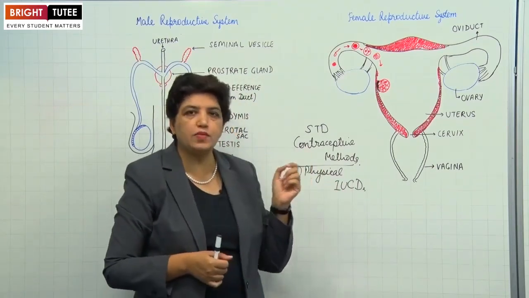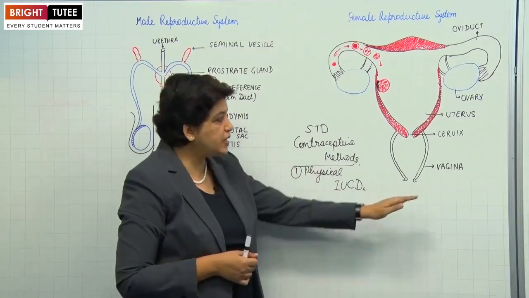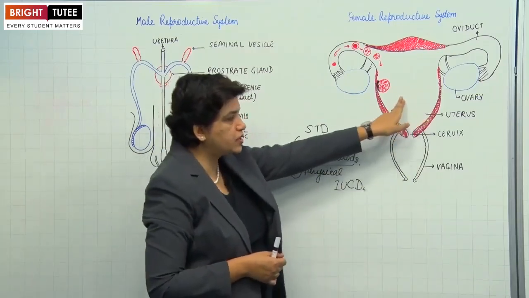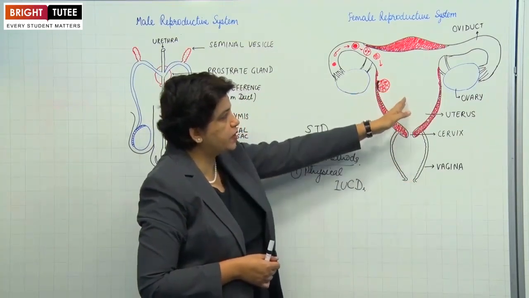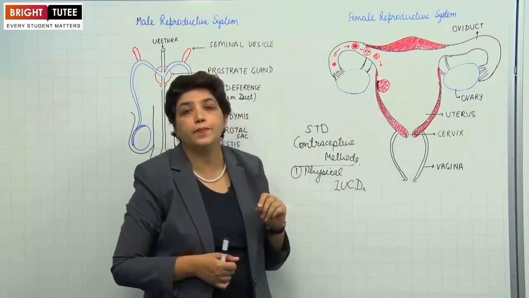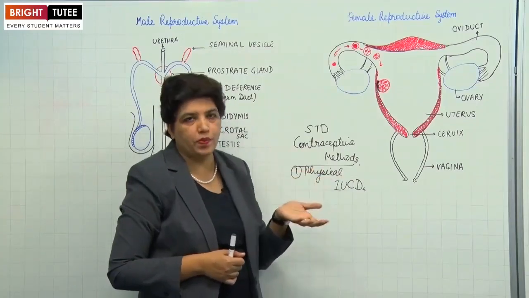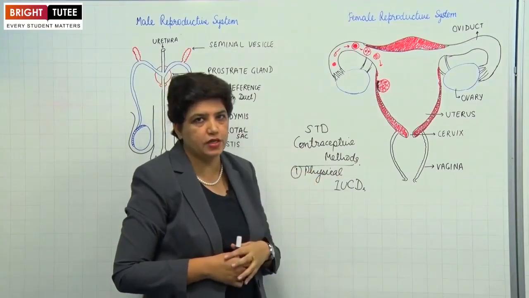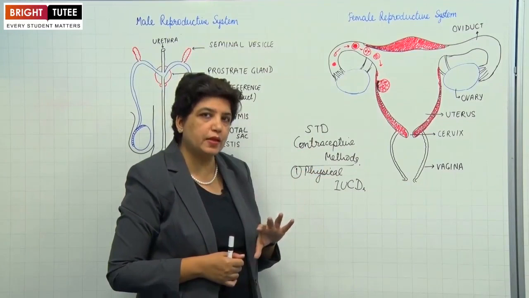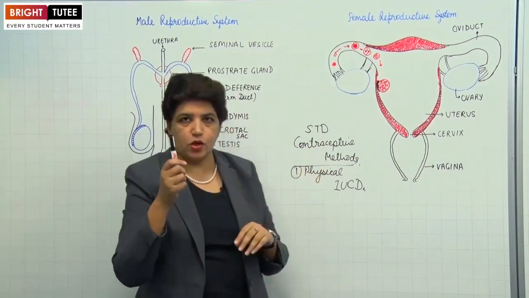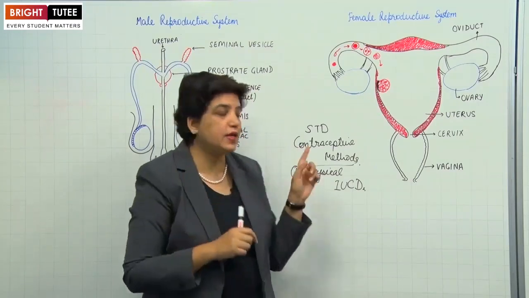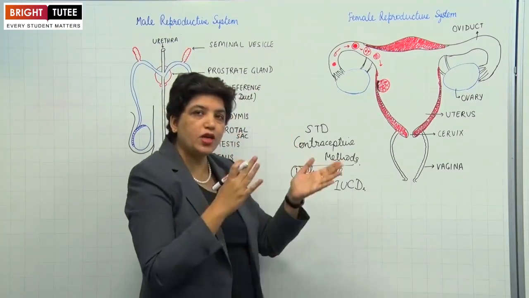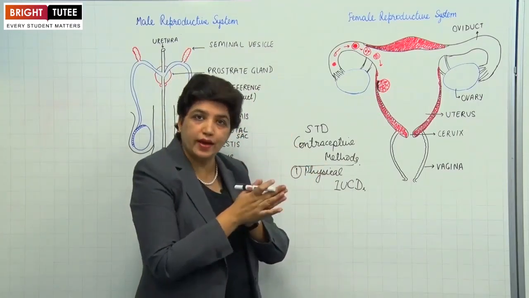This is a T-shaped device which can be inserted inside the uterus by a doctor. It will prevent the sperms from reaching the fallopian tube, and it will prevent fertilization. So these are physical methods. The condoms and the diaphragm are also helpful in preventing the STDs because the body fluids are not coming in contact.